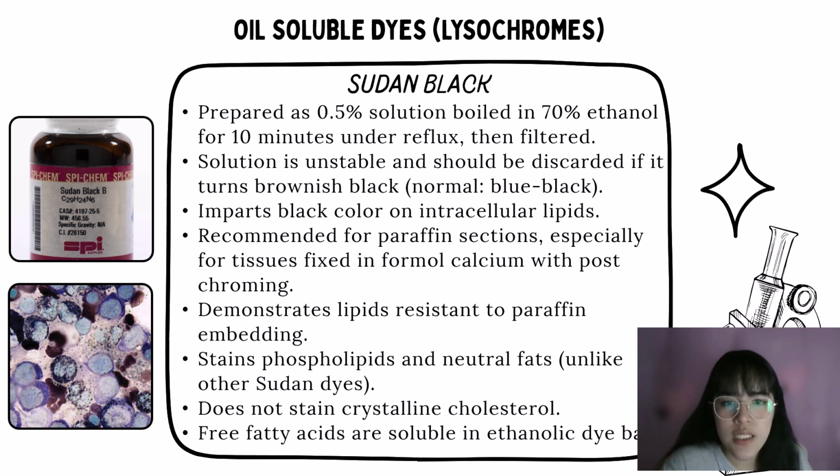It usually imparts a black color on intracellular lipids and is recommended for paraffin sections, especially for tissue fixed in formal calcium with post-chroming, demonstrating lipids that are resistant to paraffin embedding. Unlike the other Sudan dyes, Sudan Black B stains phospholipids as well as neutral fats. Sudan Black B does not stain crystalline cholesterol, and free fatty acids tend to be soluble in the ethanolic dye bath.